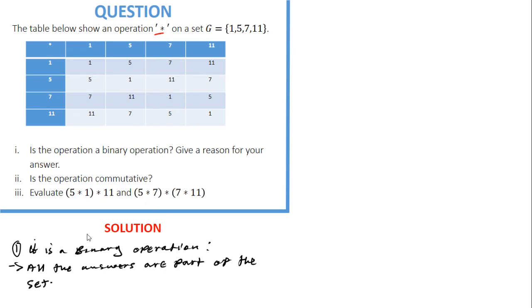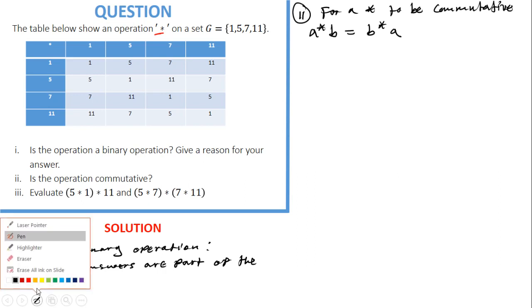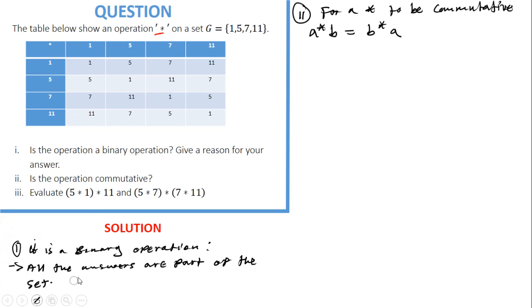So let's quickly look at 2. We have been given: is the operation commutative? There is a condition which comes with an operation to be commutative. For a binary operation to be commutative, we need to understand one thing: A star B should be equal to B star A.